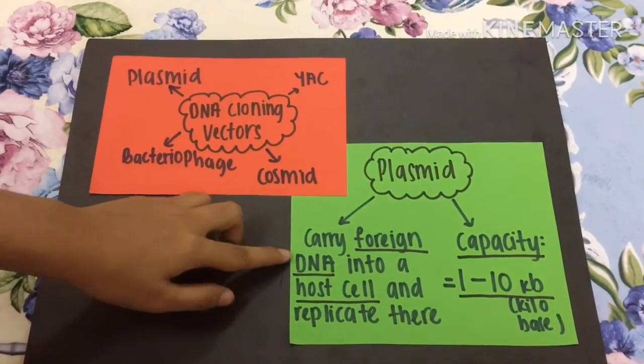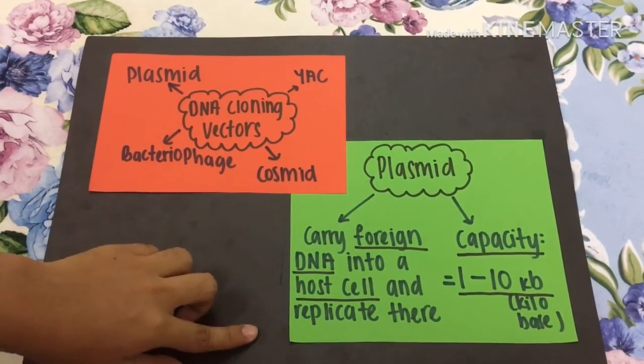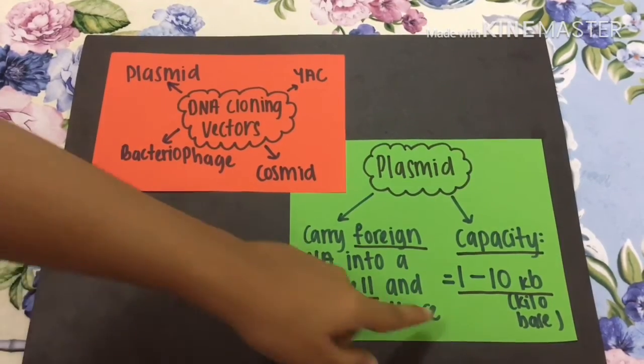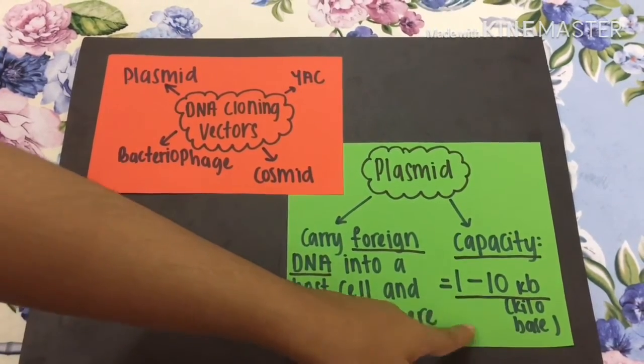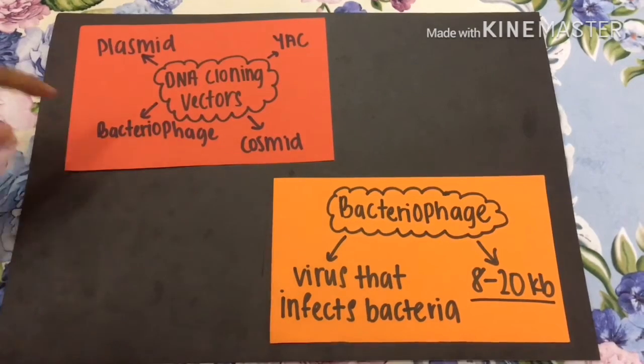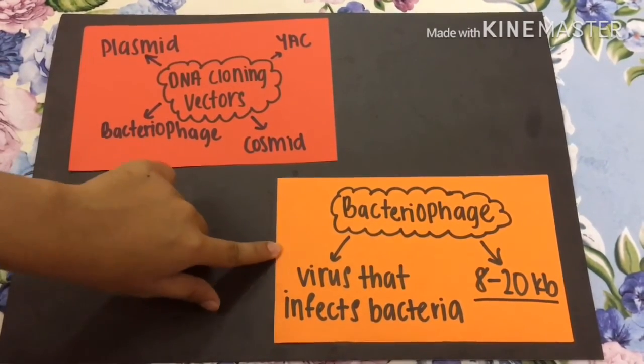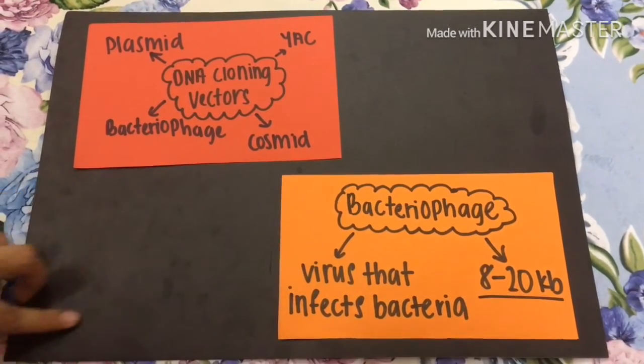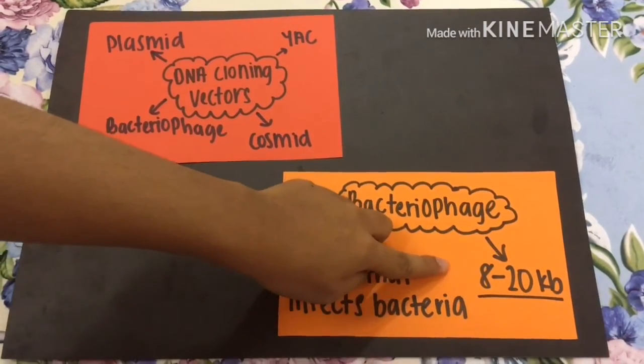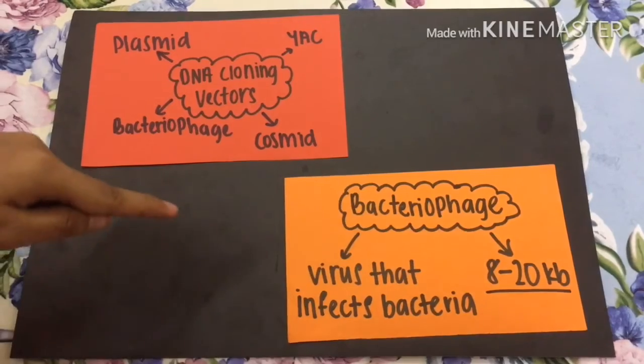Plasmid carries foreign DNA into a host cell and replicates there. The capacity for plasmid is 1 to 10 kilobase. The next example of DNA cloning vectors is bacteriophage. Bacteriophage is a virus that infects bacteria. The capacity for bacteriophage is 8 to 20 kilobase.